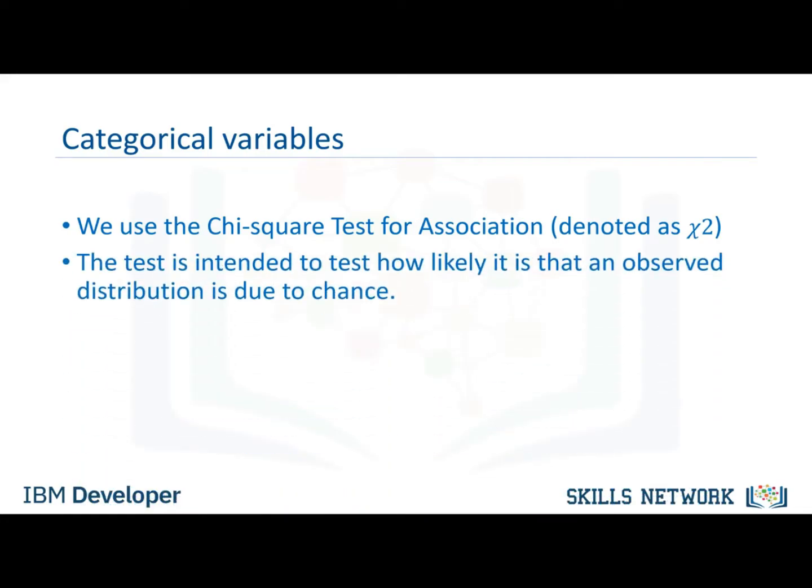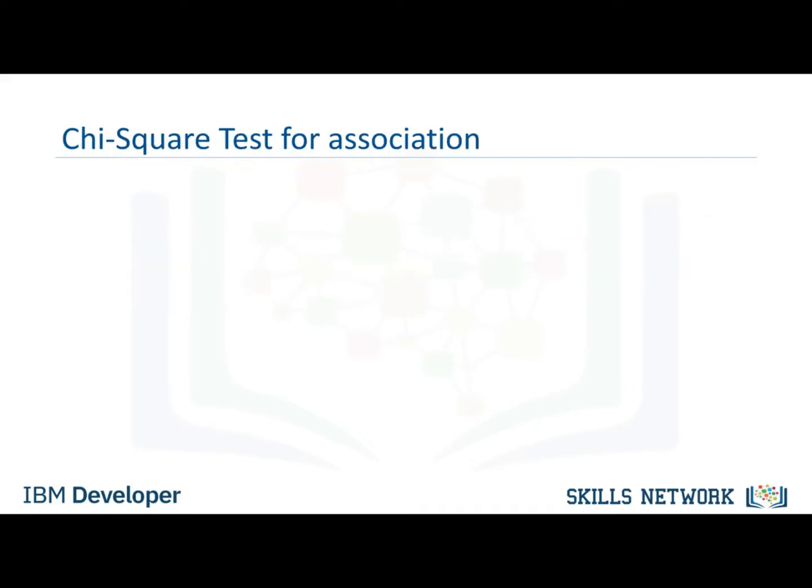The chi-square test is intended to test how likely it is that an observed distribution is due to chance. It measures how well the observed distribution of data fits with the distribution that is expected if the variables are independent. Before we go into an example, let's look through some important points.